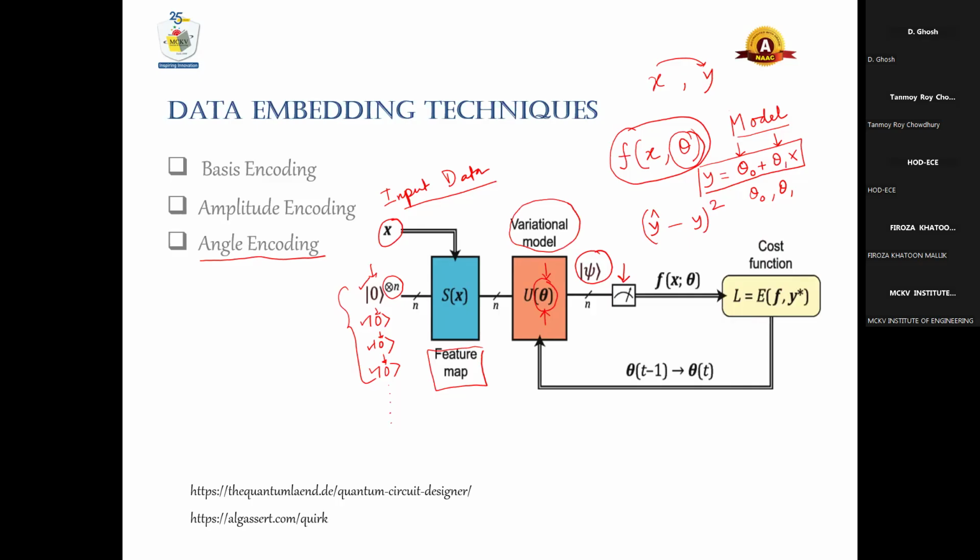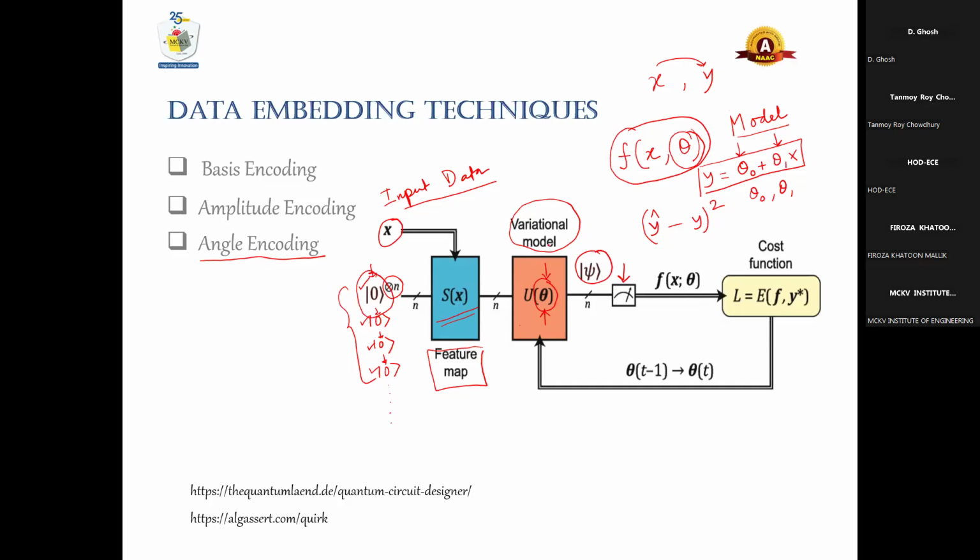The only difference is this. First of all, the data encoding part: in classical machine learning, you directly input the data, whether it's a neural network or a support vector machine or whatever it is. Here, the first thing that you need to do is encode the data into the qubits. This is what I'm going to show you. So the first part is you need to encode the data into the qubits.